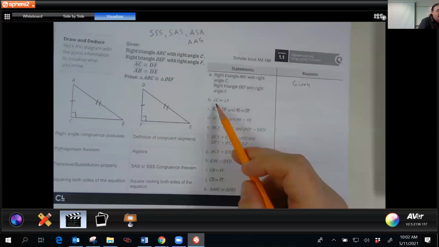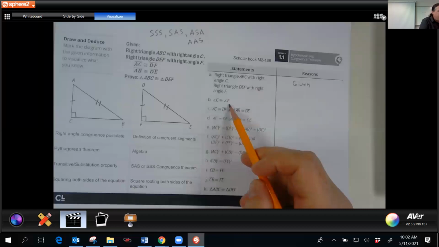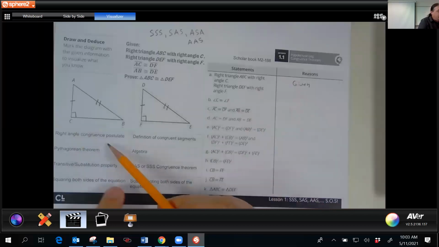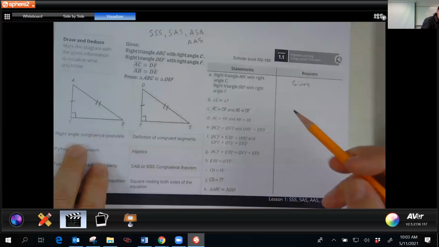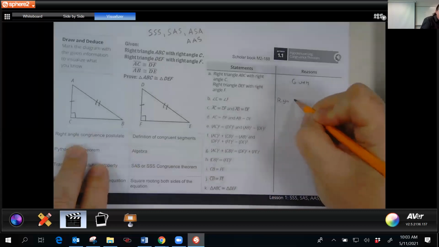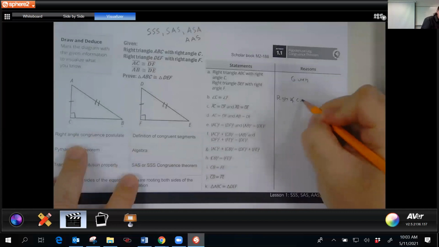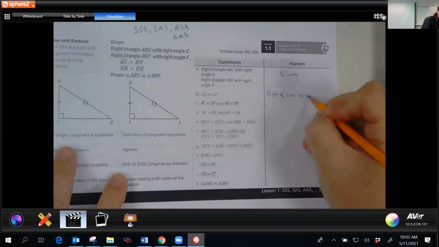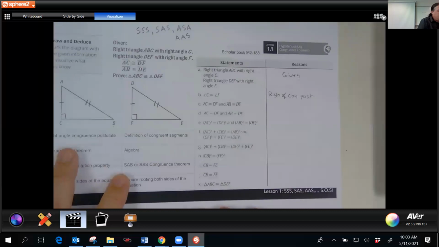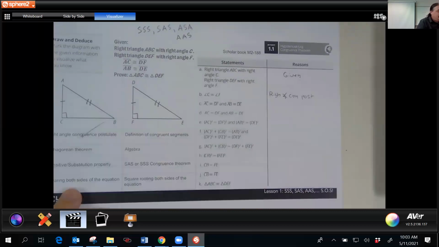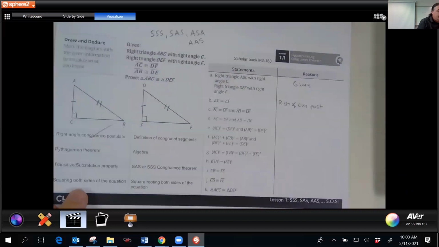Right? For C, angle C is congruent to angle F. C and F. Well, if I look over here, that's the right angle congruency postulate. So that's one to write down here. I'm going to abbreviate a little bit. All right, so we got that one out of the way. And if you want, just for the process, just check it off.